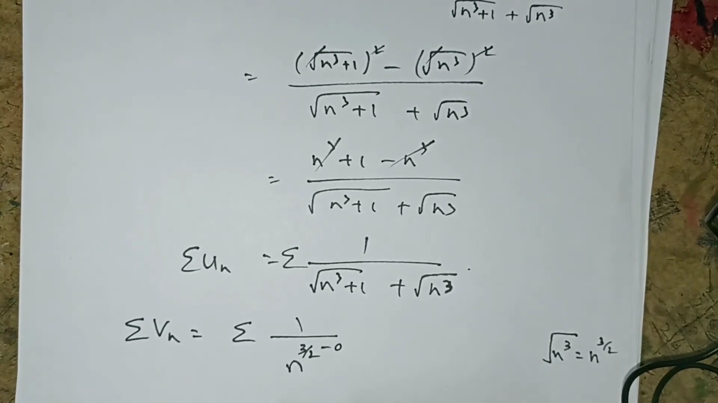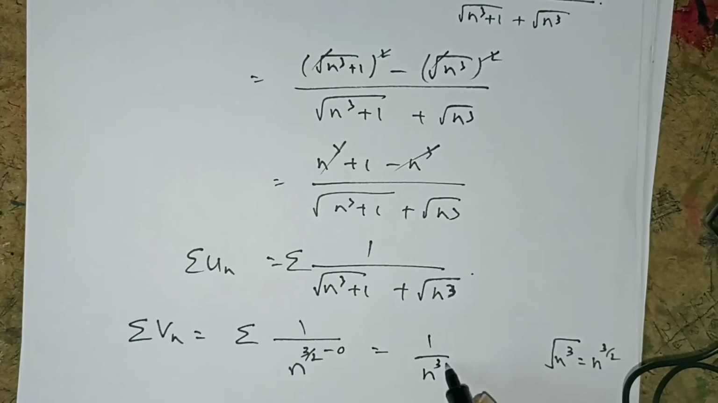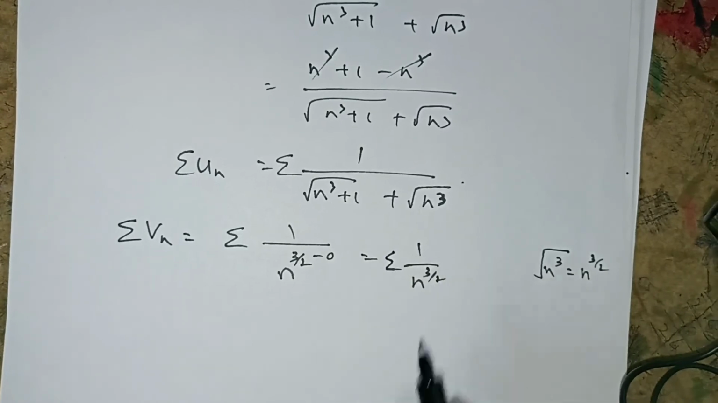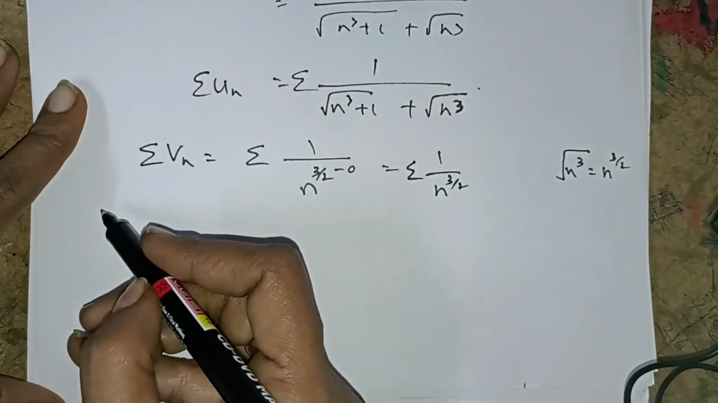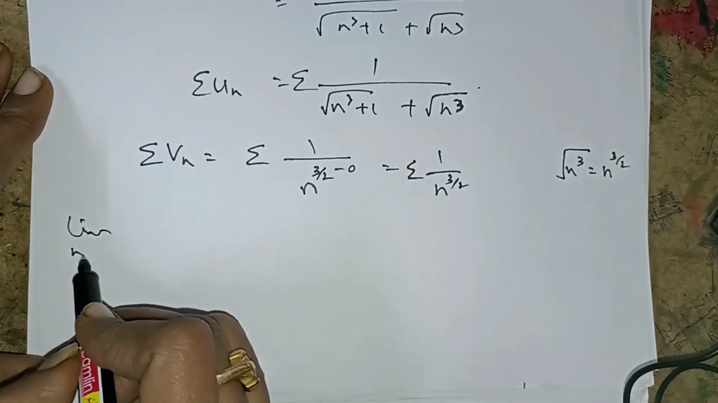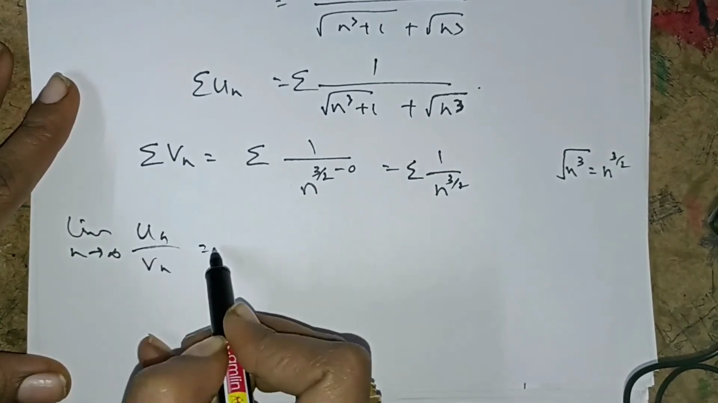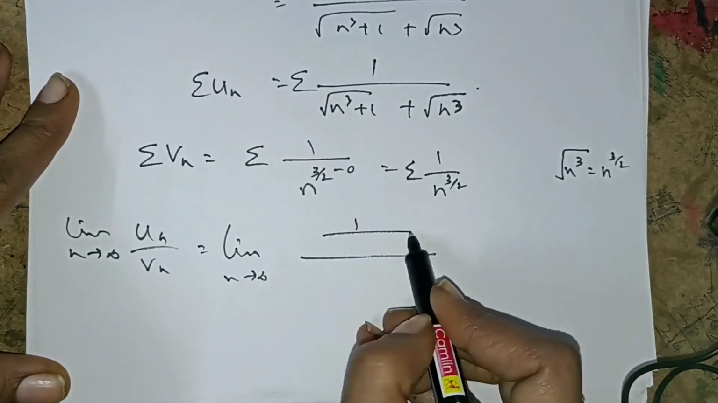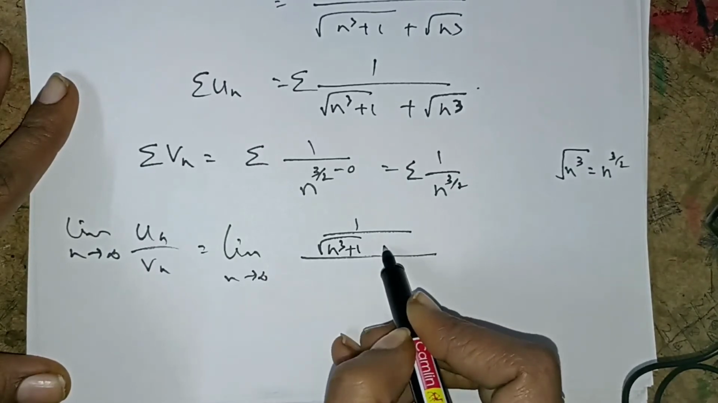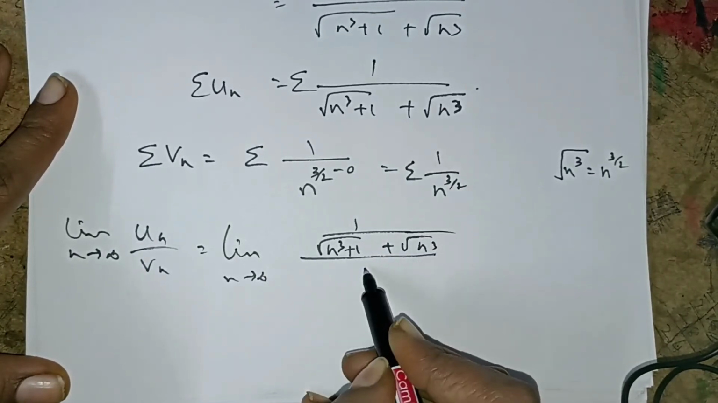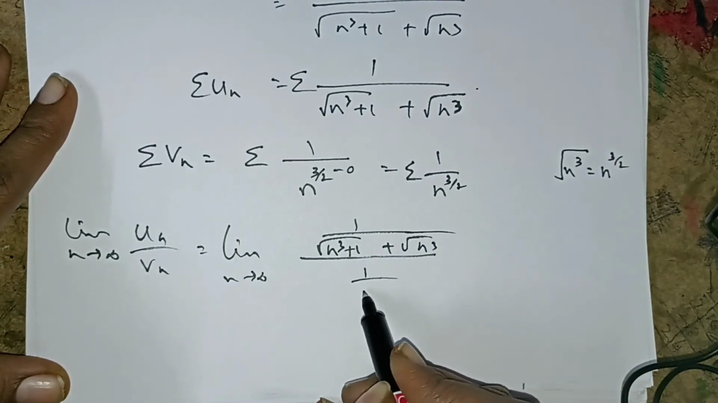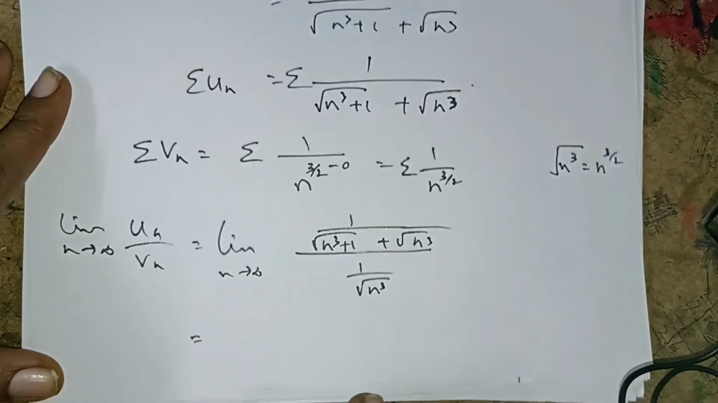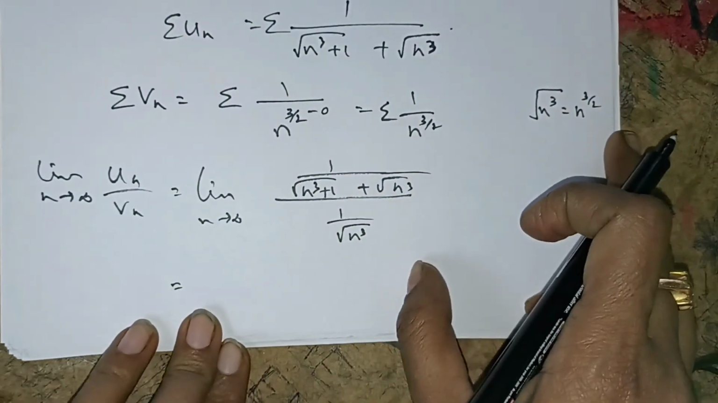Limit n tends to infinity. How much is our un? 1 by root of n cube plus 1 plus root of n cube, divided by the denominator, 1 by root n cube or n to the power of 3 by 2. Both are the same. Instead of n to the power of 3 by 2, I wrote root n cube. Now limit n tends to infinity, in order, root n cube plus 1 plus root n cube by 1.